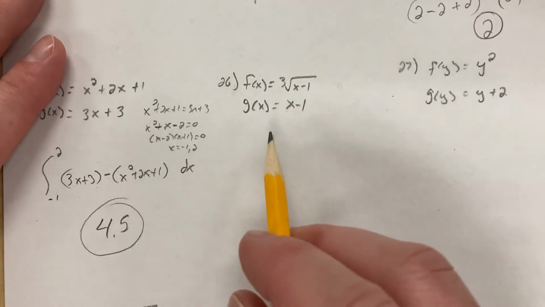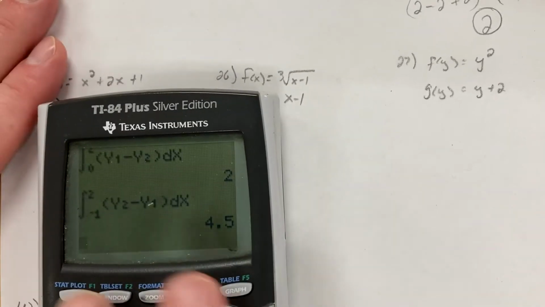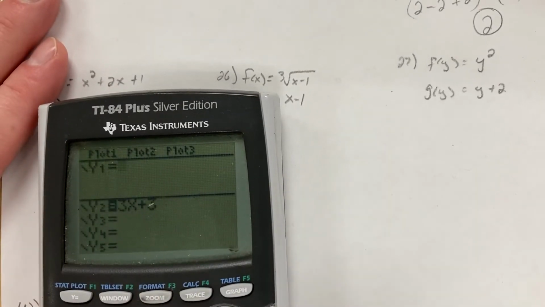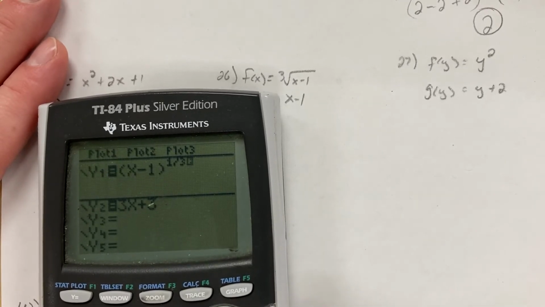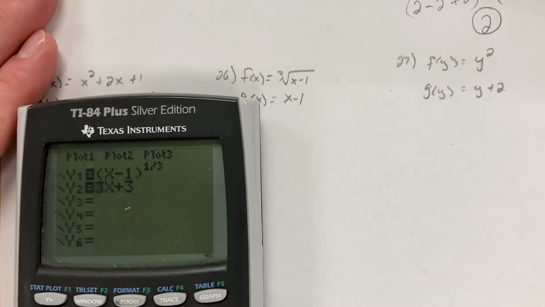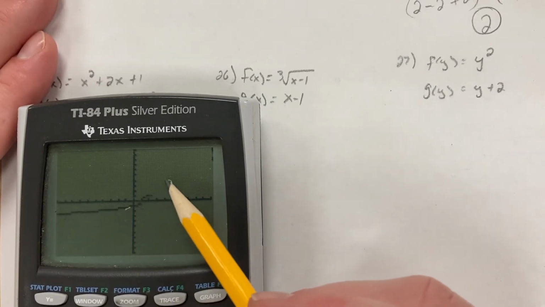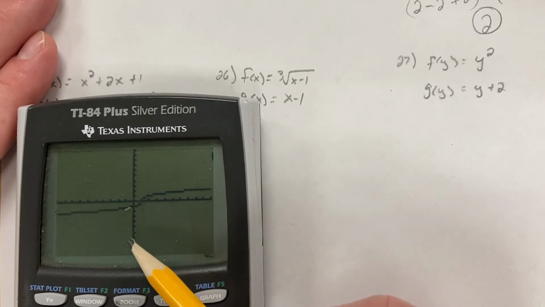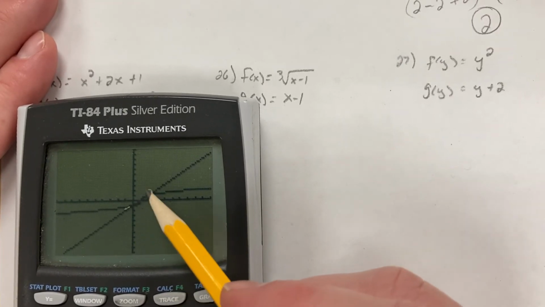All right, for 26, we're trying to graph and figure out what's going on with that. So if I take the calculator here, let's go x minus 1 to the 1/3 power. That's the same thing as third root. And then we just have regular x minus 1 here. Okay, graph. So here's the cube root function, looks like that. Here comes the x minus 1. And we've got some stuff going on right in here, but it's kind of hard to see.